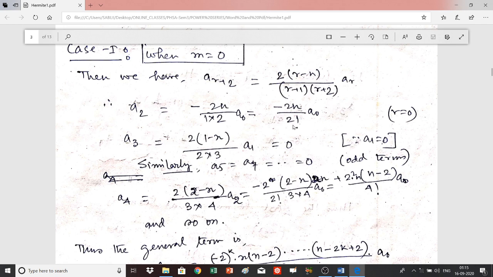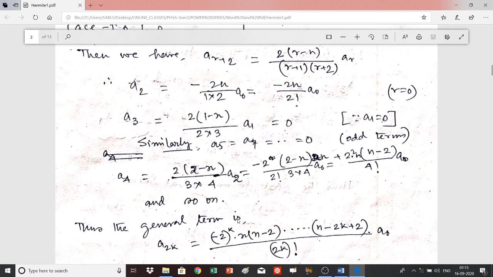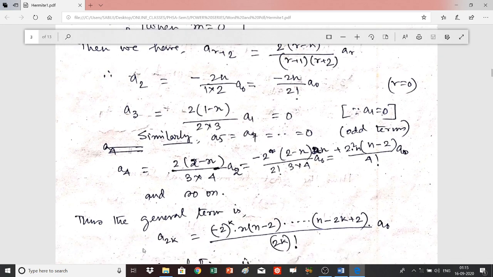You will have the minus sign taken first, and then 2 into (2 minus n), and this 2n is there, over 2 factorial into 3 into 4 into a0, that is equal to 2 square. You can write it as minus 2 square n into (n minus 2) by 4 factorial a0, and so on. So in this way, if you write the last term as 2k, then just compare, just see this relation. Here if you consider 2k, k is equal to 2.